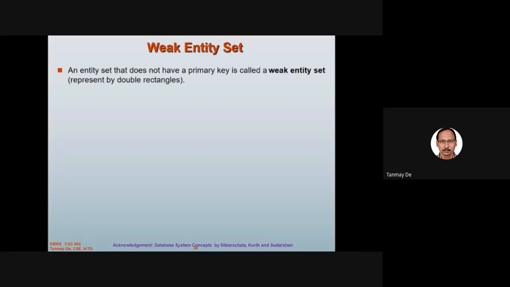Now, next one is the weak entity set. Up to that, any question? Yes or no? Either yes or no. Anyone from you? No, no, sir. No. Okay. So next one is the weak entity set.